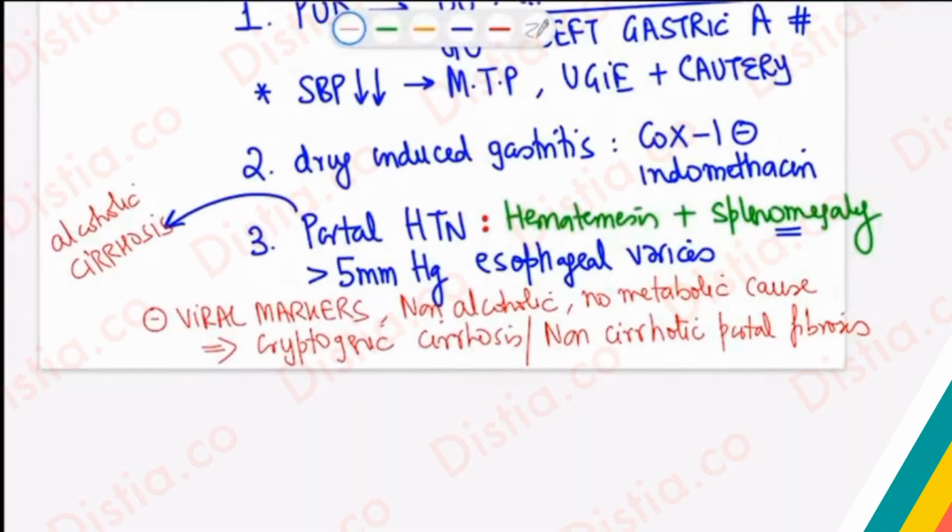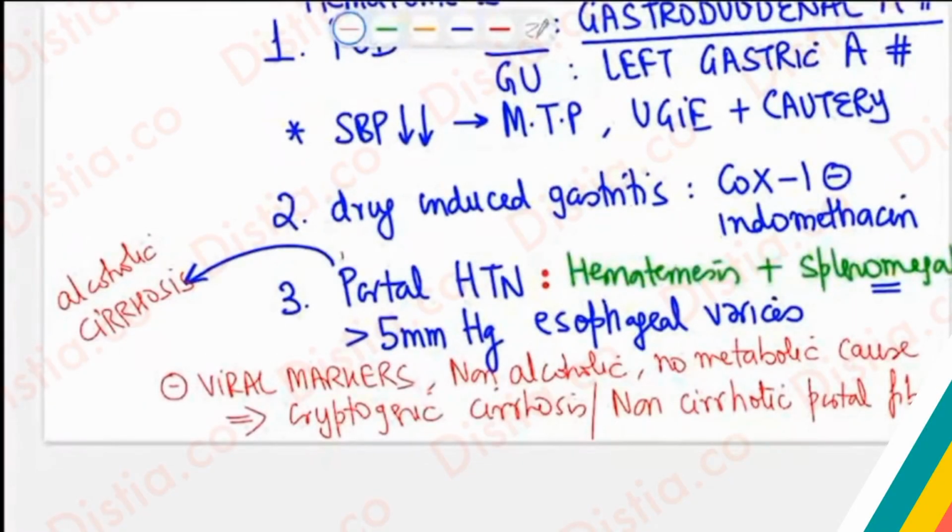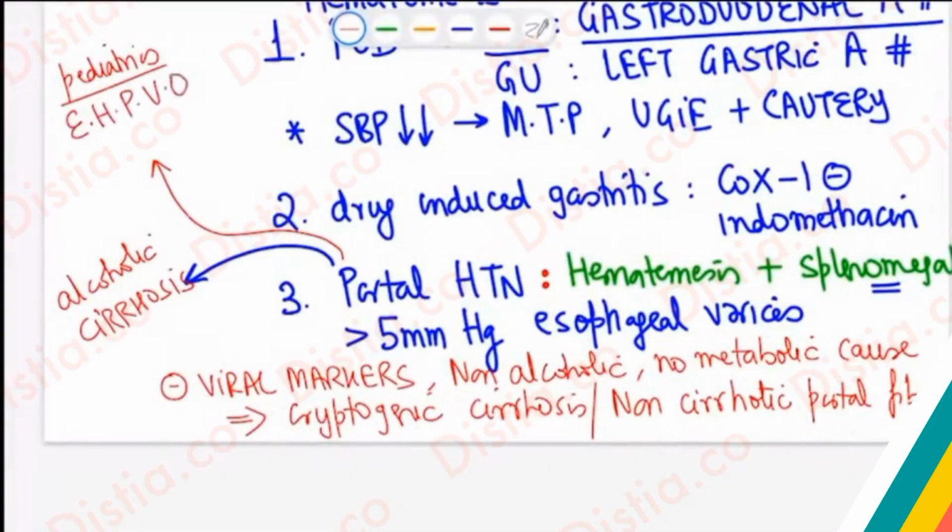But the point is, if it's not an alcoholic patient, it's negative for viral markers, there's no metabolic cause, then you need to remember it as cryptogenic cirrhosis. In the same breath, I would also like to mention that if portal hypertension is asked from the pediatrics domain, and he says, why would a child have portal hypertension? Why would a child be puking blood and having a splenomegaly? Then from the pediatric perspective, the answer would be extrahepatic portal vein obstruction. EHPVO is the usual short form that is used.